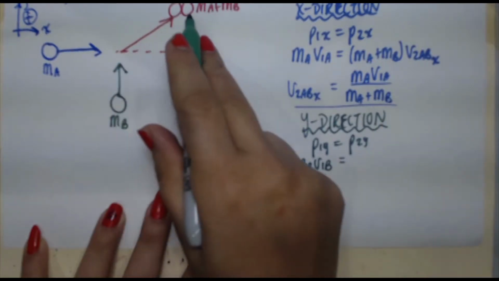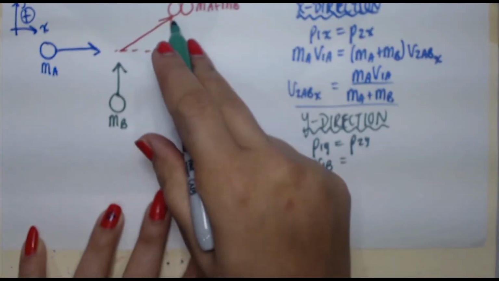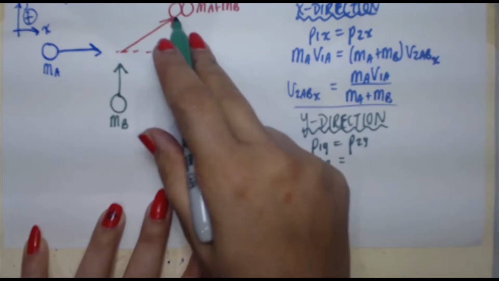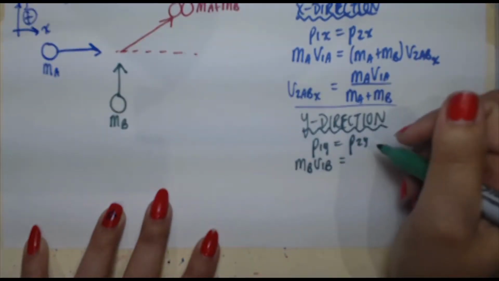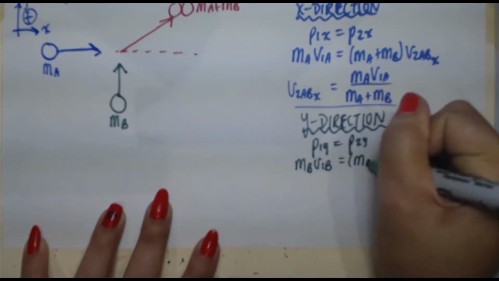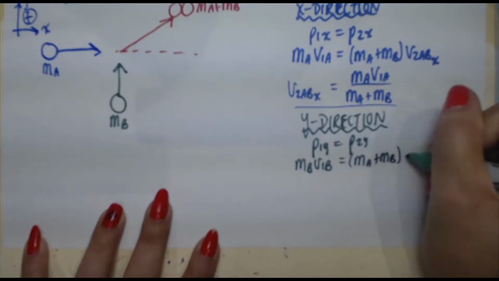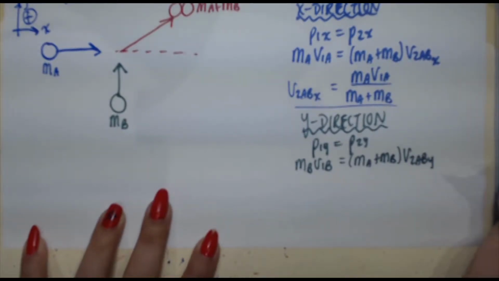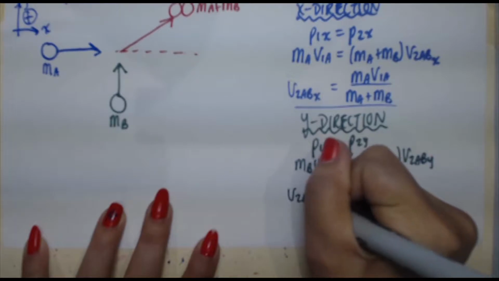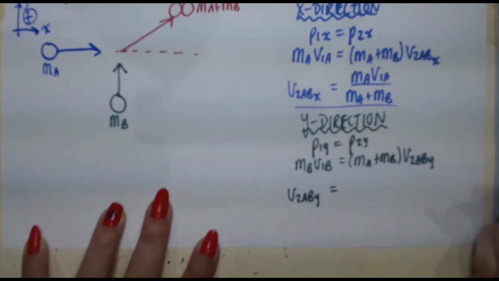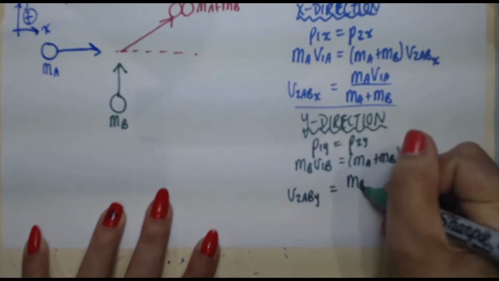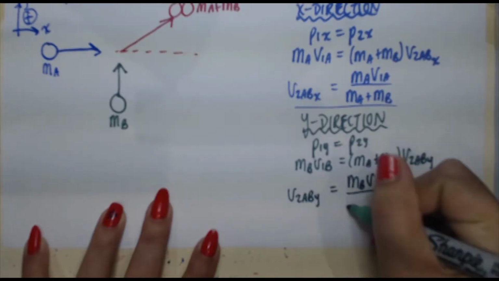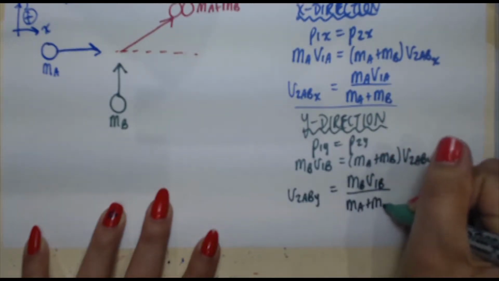Finally, the Y component after the collision comes from the Y component of the speed of these two objects stuck together. So P2Y is MA plus MB times V2AB subscript Y. Again, I'm going to solve for V2ABY, so divide both sides by MA plus MB. This should look familiar. So V2ABY is equal to MB V1B over MA plus MB.